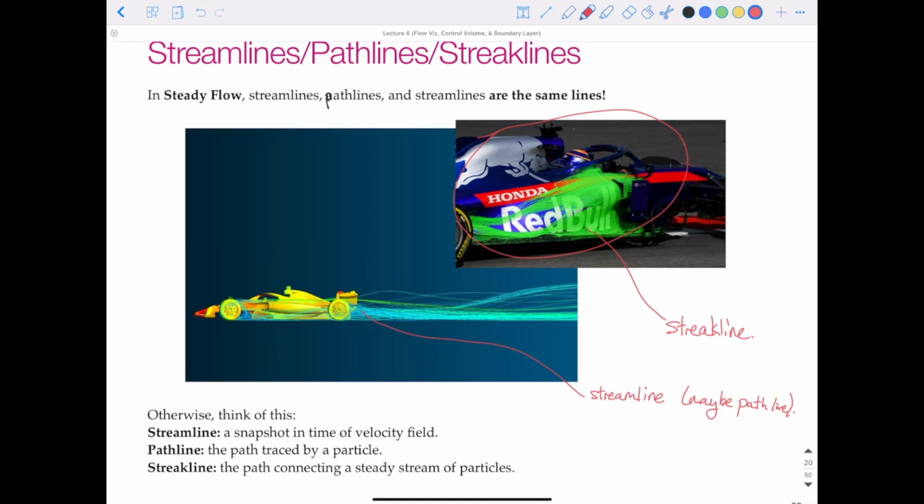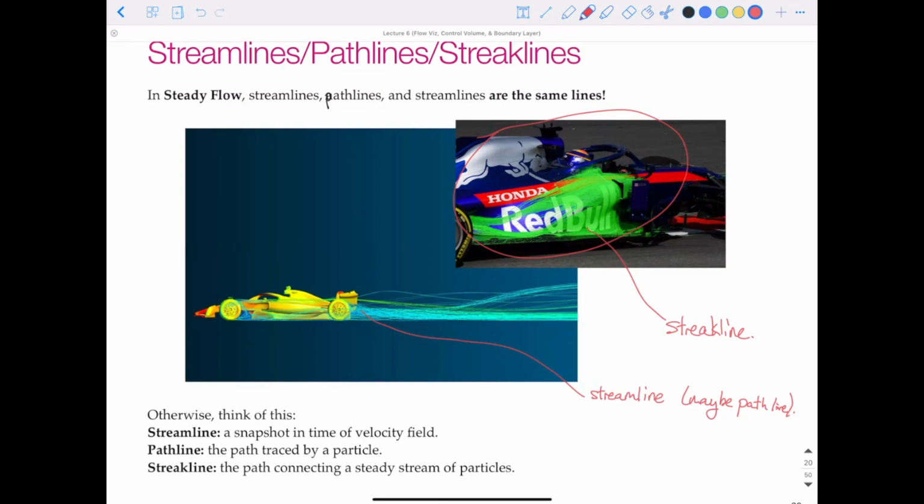So if we're confused as to which one is which, I like to think of a streamline as a snapshot in time of the velocity field. So if you draw the velocity vectors in the field and you take a snapshot in time, all those arrows, if you just draw lines through those arrows, that would be your streamline.